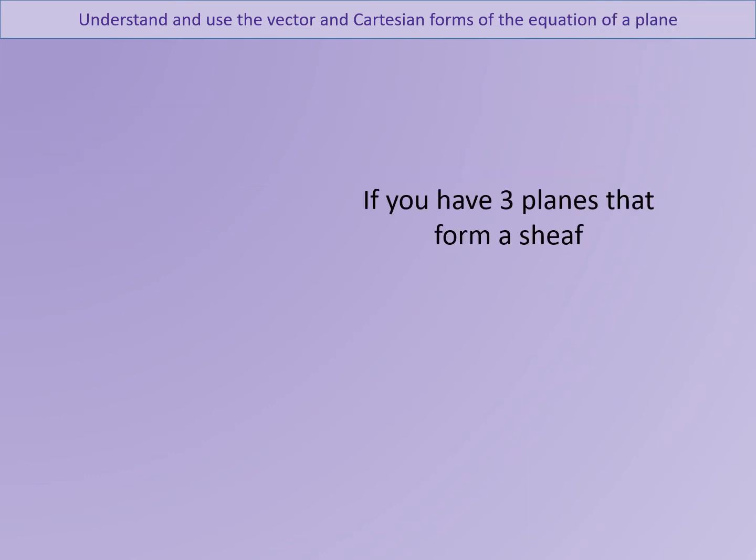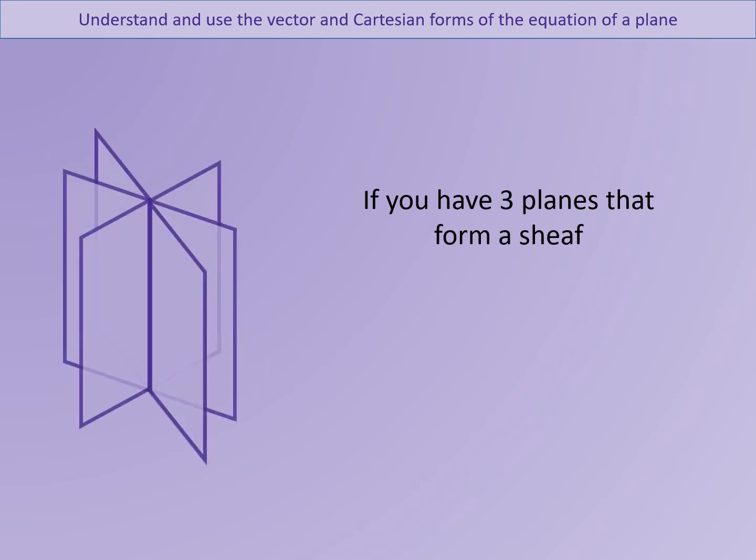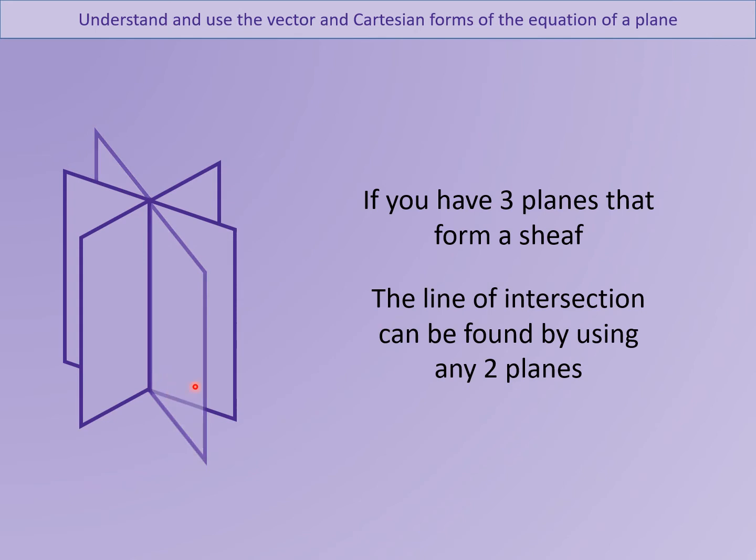Now, if you've got three planes that form a sheaf, so we've seen this before, we've got three planes, they form a sheaf. So maybe you did a bit of work earlier, you found out they're consistent, so therefore they form a sheaf. Once you've done that, if they ask you to find the equation of that line, what you can do is just ignore one of the planes. Ignore one of the planes and find the equation of the line between any two of them, and that will be the equation of the line between all three.